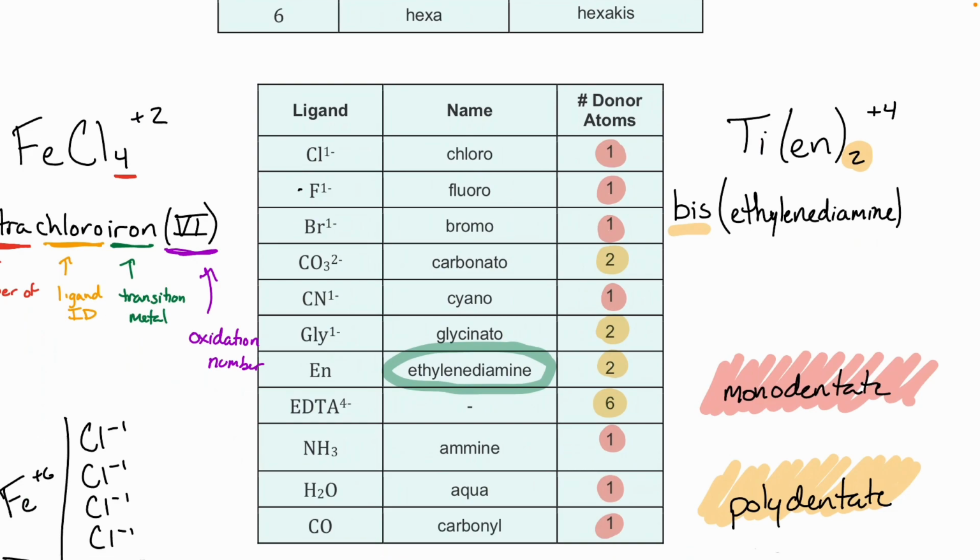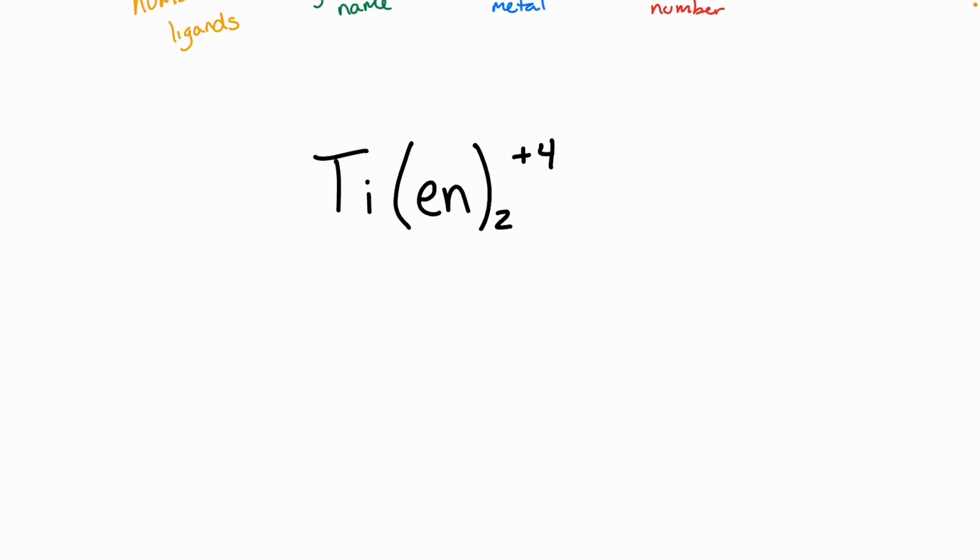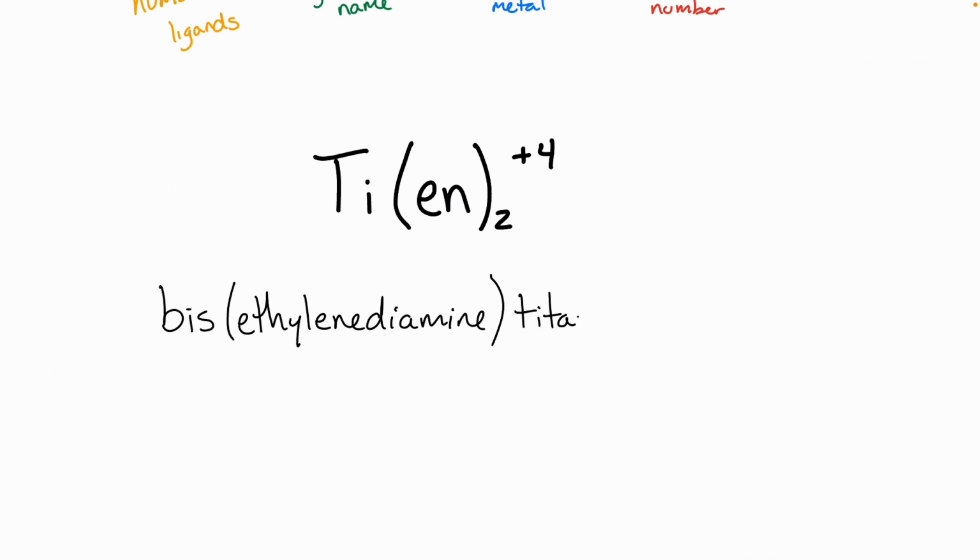All right, so I'm going to run out of room here, so let me just do it over here. So this is bis, ethylene, diamine, titanium, and then that en was a neutral ligand, so my oxidation number is just 4.